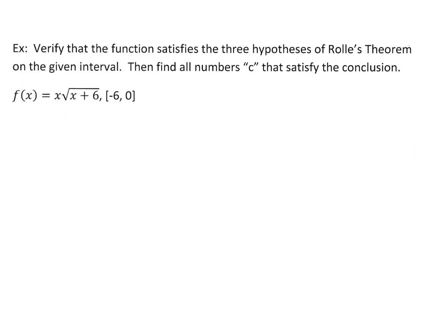All right, so here's an example. Verify the function satisfies the three hypotheses of Rolle's theorem on the given interval. Find all numbers c that satisfy the conclusion. So I need to show that it's continuous from -6 to 0. I need to show that it's differentiable there. And then we have to show that the function at -6 equals the function at 0. So that's what this takes to do. You've got to do all of those things.